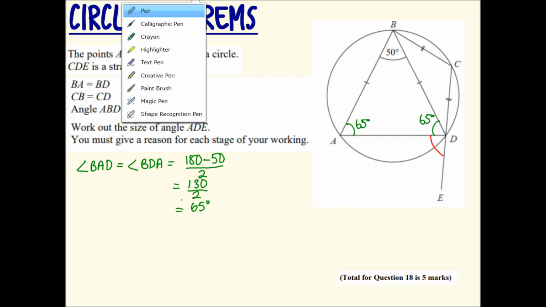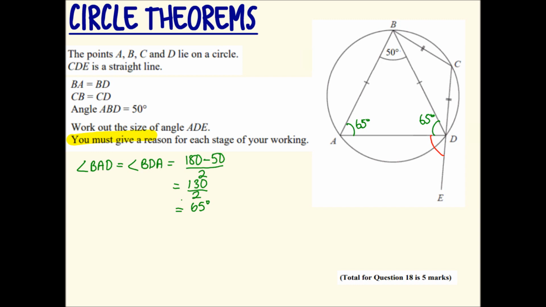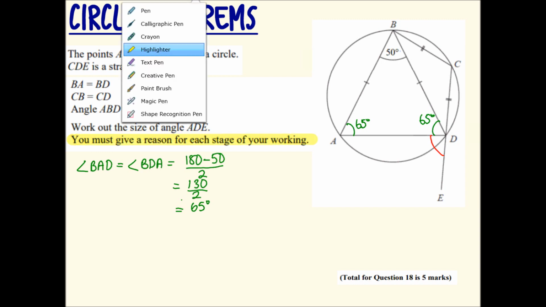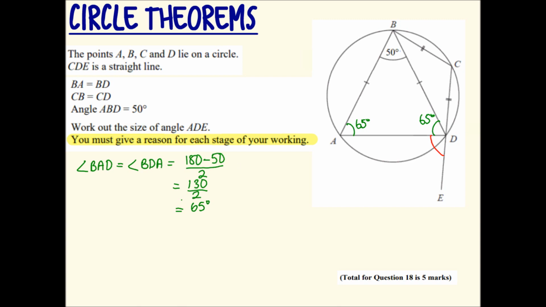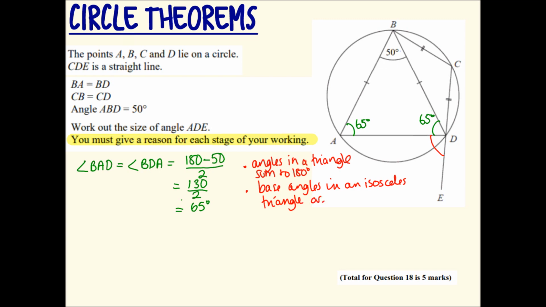The question does very clearly say that we need to give a reason for each stage of our working, so we just have to write down our reasons here. Okay, so angles in a triangle sum to 180, and also that base angles in an isosceles triangle are equal.